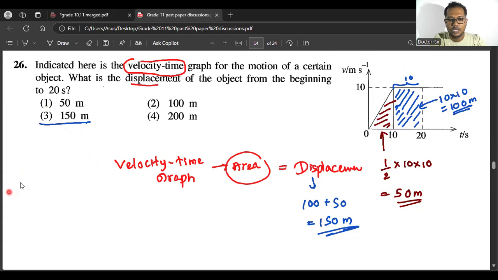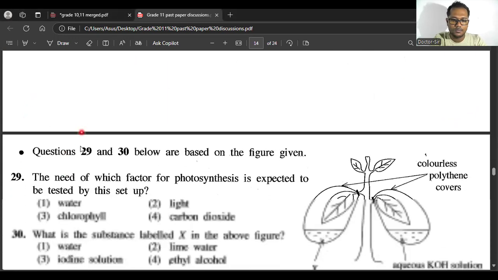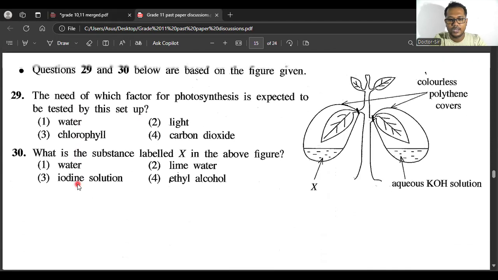Right, so we move to the next question. Question number 29 and 13 is here. Try to find out the correct answer for these questions. I will give around 2.5 minutes.